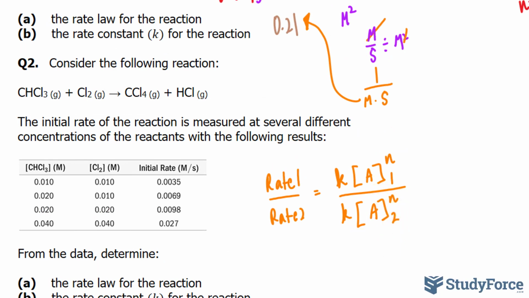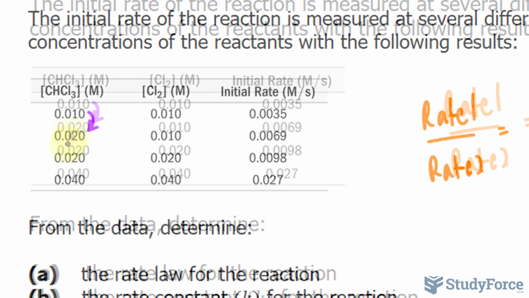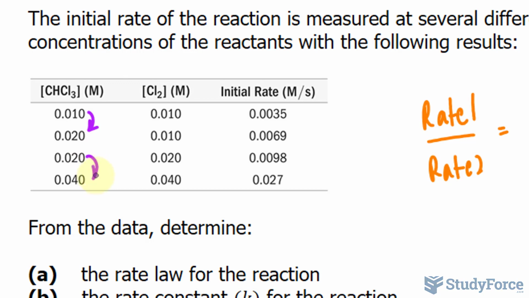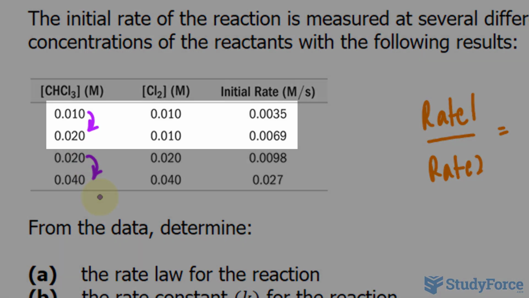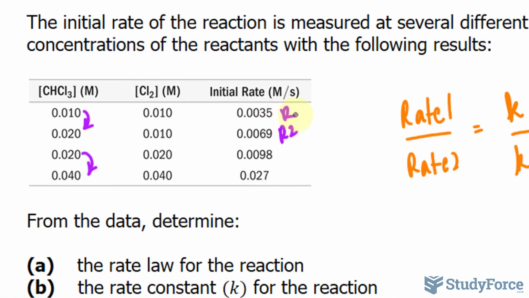When it comes to picking the two rates, you want to pick when the concentration is actually changing. So take a look. It changes from here to here. It doesn't change from here to here, so skip that one. Or you can choose a change from here to here. However, the first two rows are best since the concentration of Cl2 doesn't change during that time. So this is rate 2 and that's rate 1.